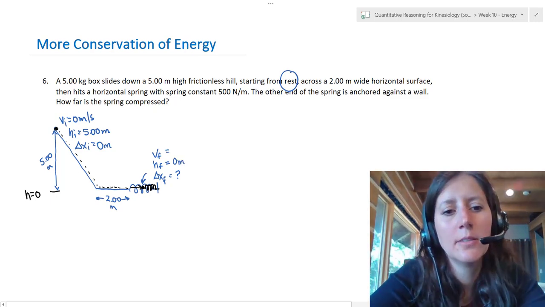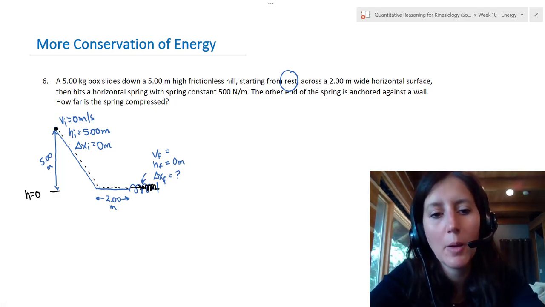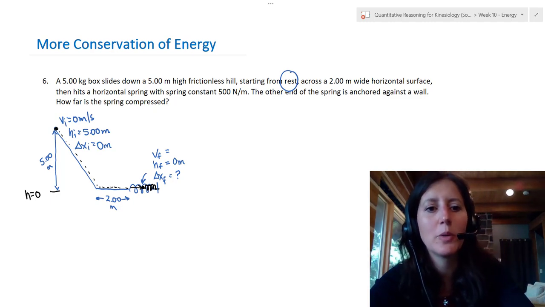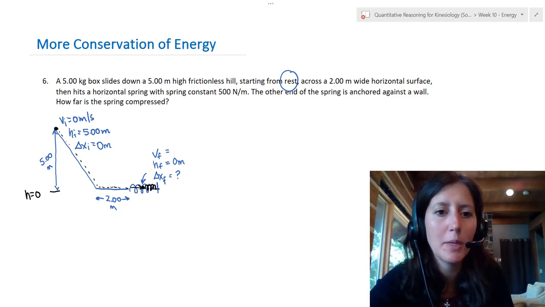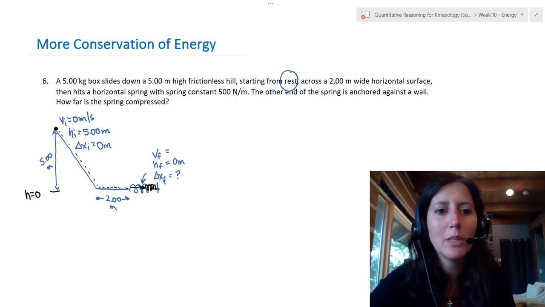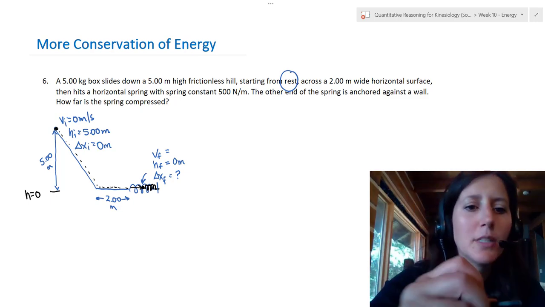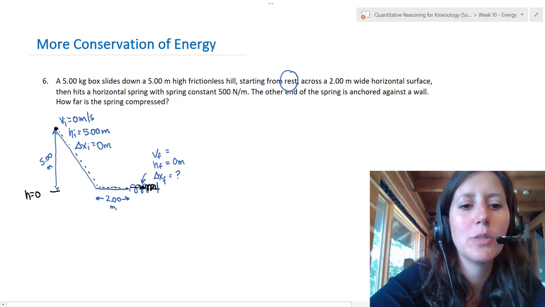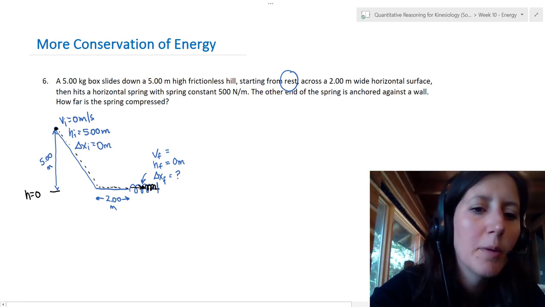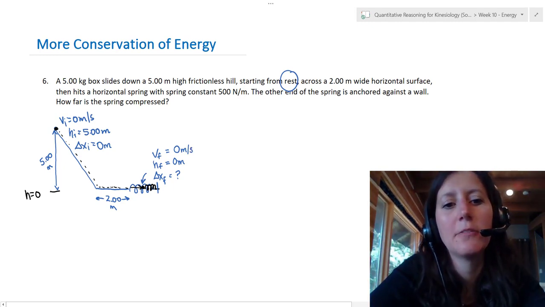And then what about V final? How fast is the box moving when it compresses the spring to its maximum compression? At the moment the spring is compressed as much as it possibly can be, the box has stopped moving. Because if it was still moving, the spring would still be getting compressed. So at the spring's maximum compression, the box has come to a stop for one small moment, and then the box will fly out again in the opposite direction. But for that moment, the velocity of the box is 0 meters per second. Okay, so now we know all the initial and final values.